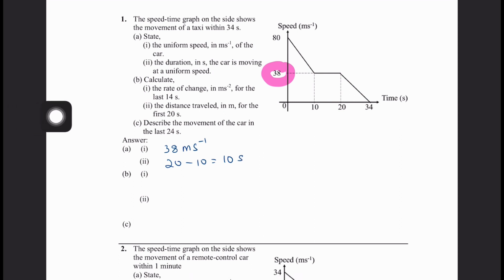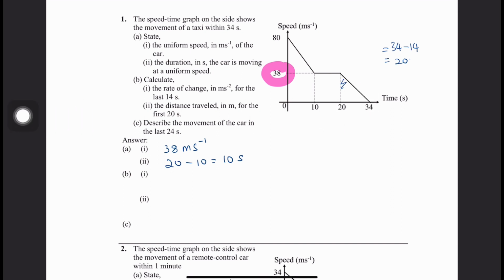Next B. Calculate the rate of change in ms^-2, meter square per second. Ini acceleration lah. Awak pelajaran fizik kan. For the last 14 second. Sekarang kita nak cari where is the last 14 second. Dari mana dia start? So we take 34 minus 14 and you will get 20. So the last 14 second start from 20. So this one lah.